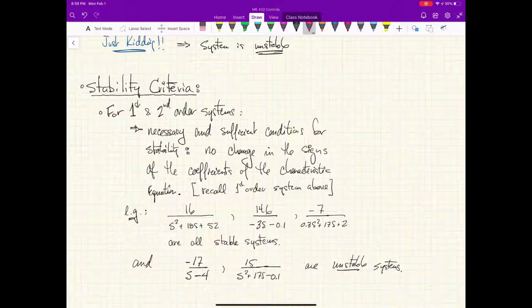First, for first and second order systems, a necessary and sufficient condition for stability is that there are no changes in sign in the coefficients of that characteristic equation. So we already saw that little example of the first order system before that was unstable, where we had s minus 1 over tau is equal to 0. So we had a change in sign of the coefficient. The first order coefficient was a plus 1, and the 0th order coefficient was minus 1 over tau. That system is unstable.